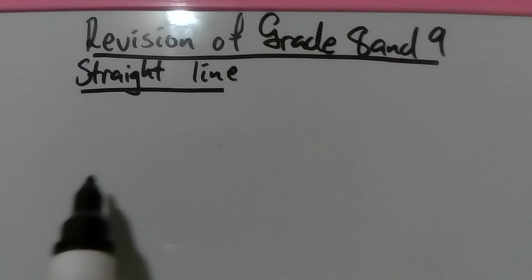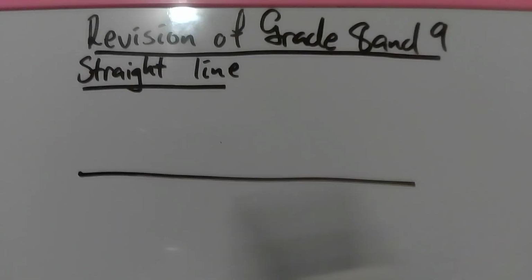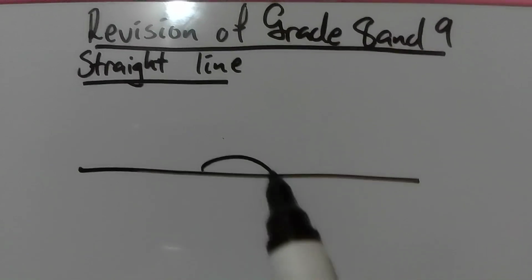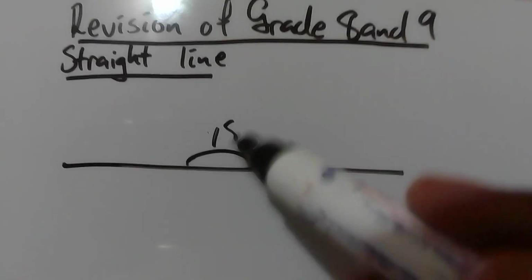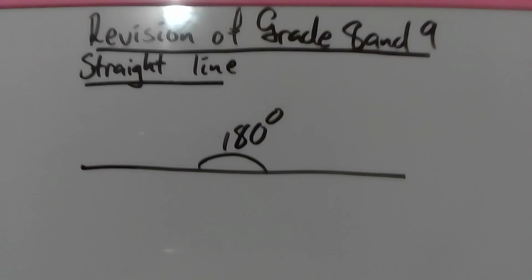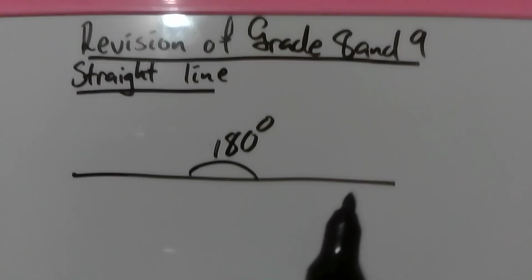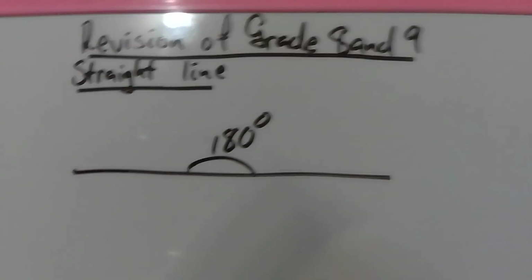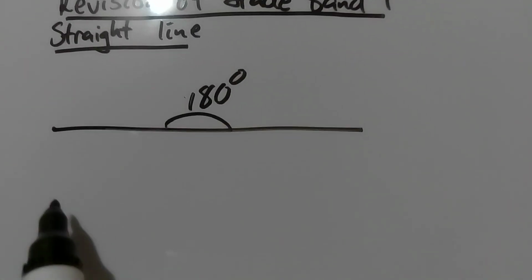Now, if we give you a straight line like this, you know that this angle on a straight line, you get 180 degrees. It's also referred to as what? A straight angle. Now, what if we are now provided with what?